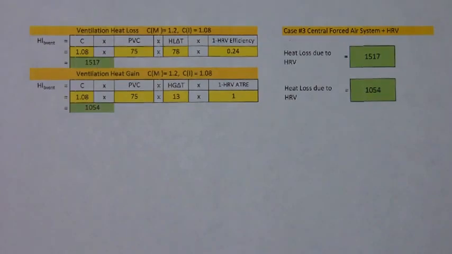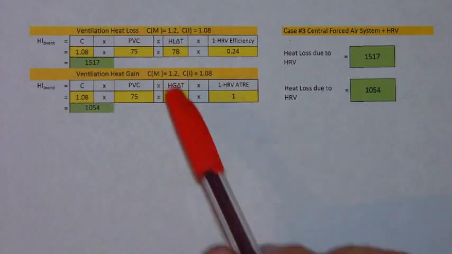Hi, this is part 11 of completing the residential heat loss and heat gain worksheet. This video will discuss ventilation heat loss and heat gain. Near the back of the worksheet you will notice this equation.